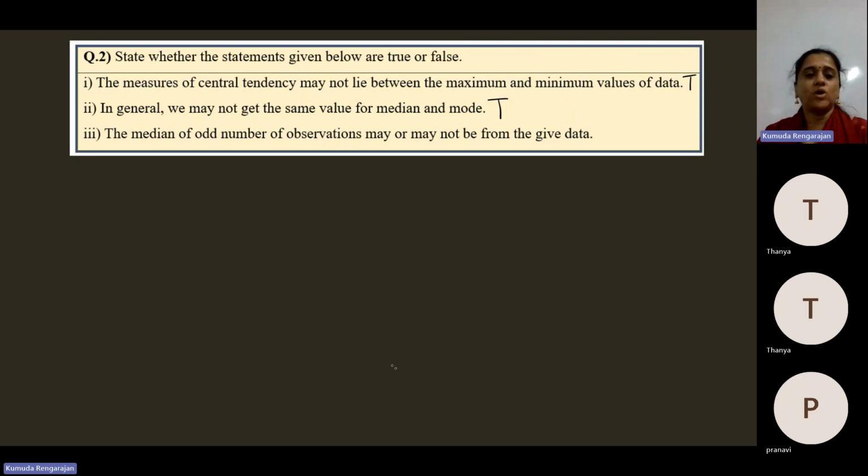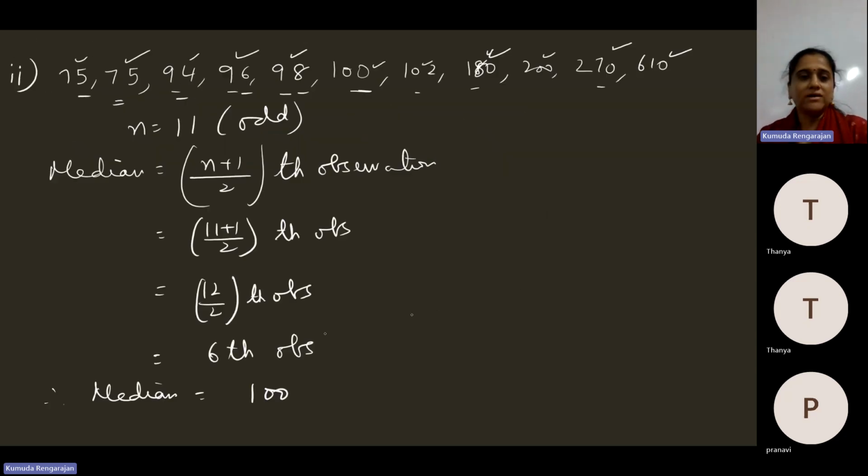Okay. The median of odd number of observations may or may not be from the data. If n is odd, see, if n is odd, what do we see? If n is odd, 11. N is 11. Which is the median? The sixth observation itself is the median. 100 is the median. When n is odd, the median is always an observation from the data.